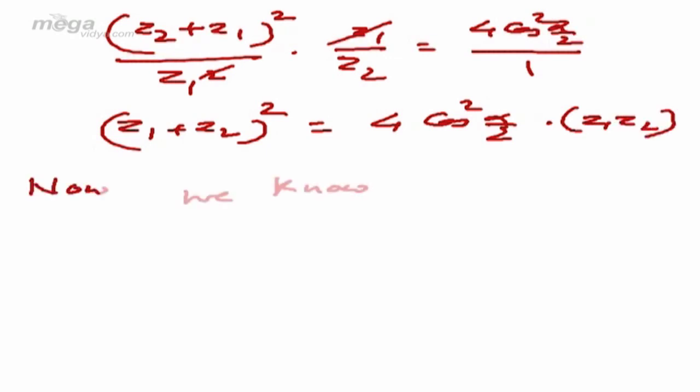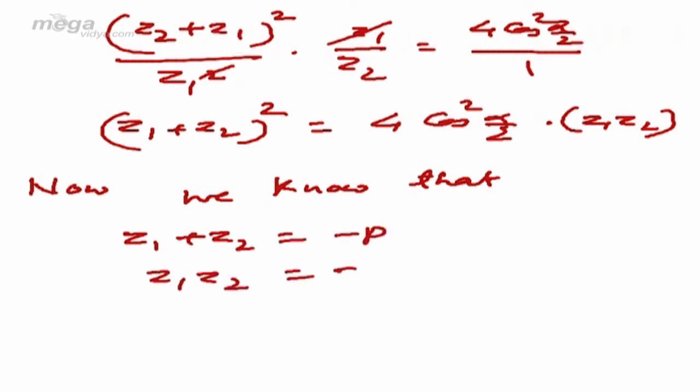Now we know that Z1 plus Z2 is equal to minus P and Z1 Z2 is equal to Q. So the equation becomes P square is equal to 4Q cos square alpha by 2.